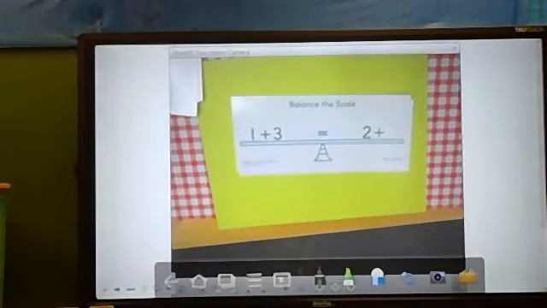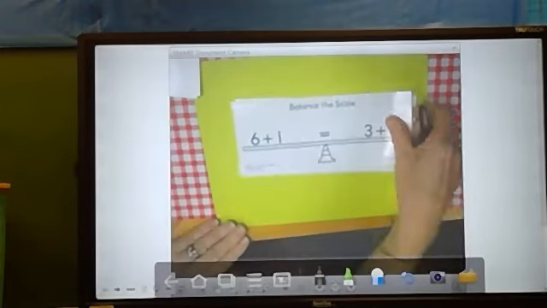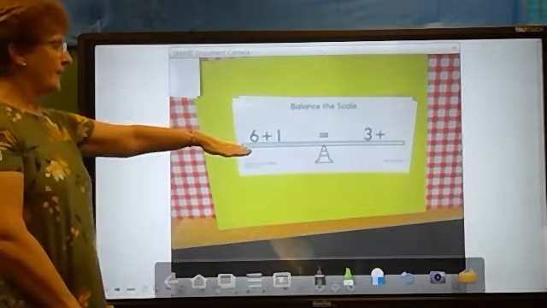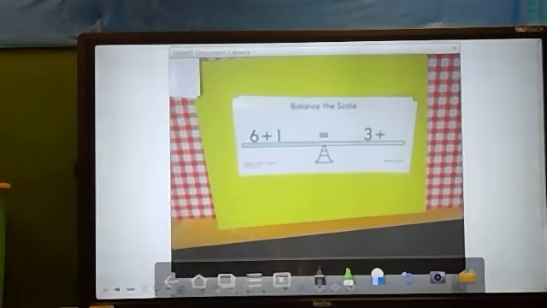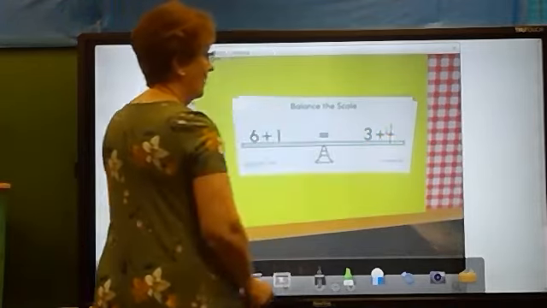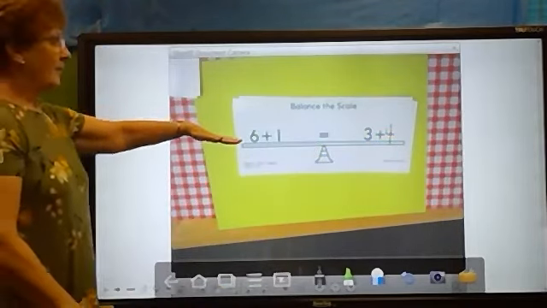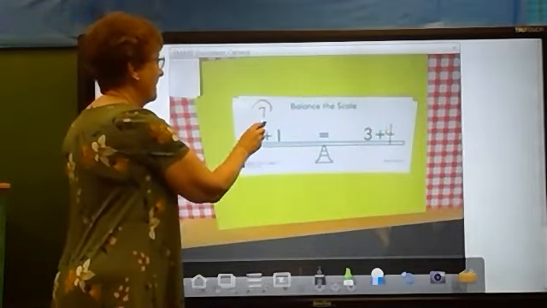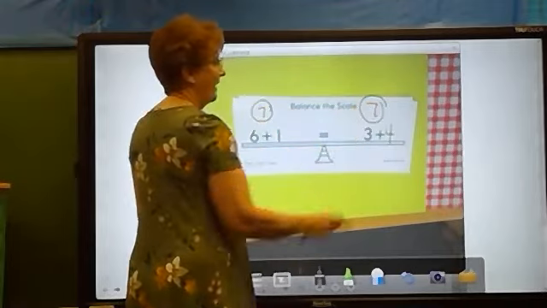Okay, let's try another one. You go ahead and see if you can figure out what the missing addend is that will make my scale balanced, which means that what's on this side will be on that side. Did you figure it out? If you said the missing addend was 4, you are correct. 6 plus 1 equals 3 plus 4 because both of them have a sum of 7.